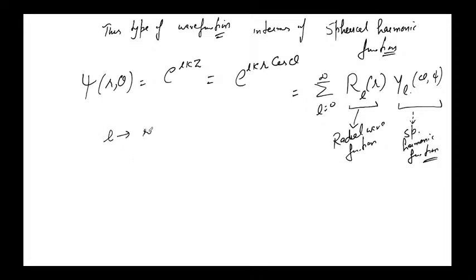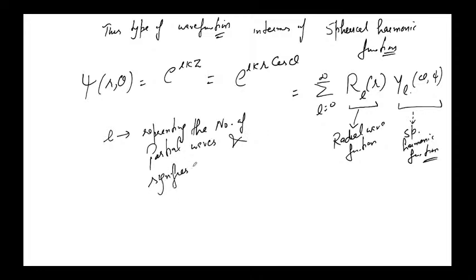L represents the number of partial waves which are being scattered, and it signifies the orbital angular momentum of the system. This is our equation number 2.